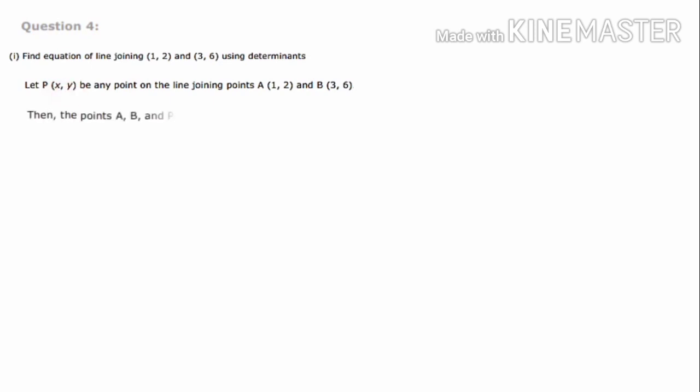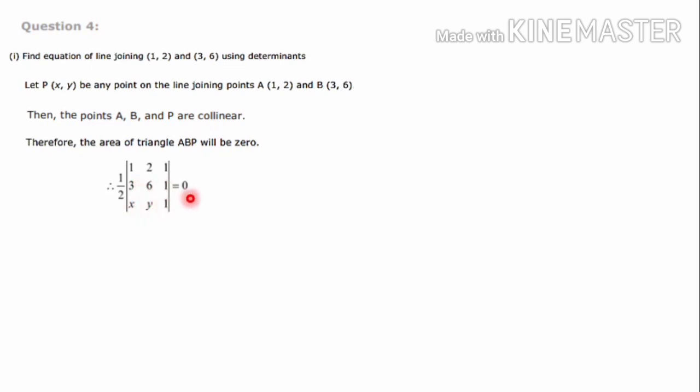Then points A, B and P are collinear according to our assumption, because A and B form a straight line and we take a point P on the same line. As we know, if three points are collinear, the area of the triangle is 0. That is 1 by 2 into the determinant with rows 1 2 1, then 3 6 1, then x y 1, that is x1 y1 1, x2 y2 1, x3 y3 1, equal to 0.